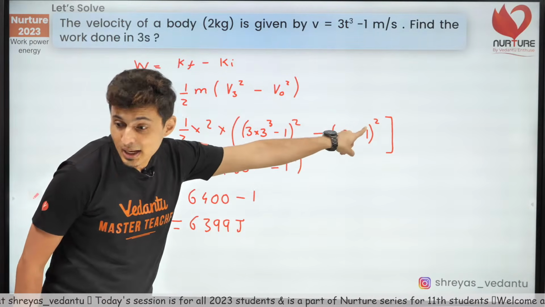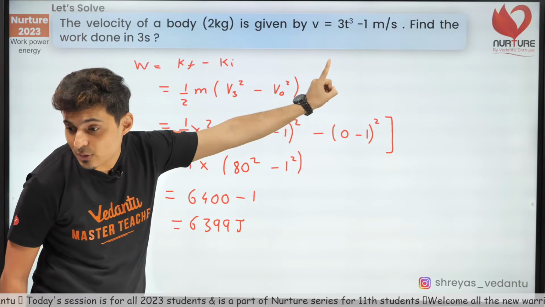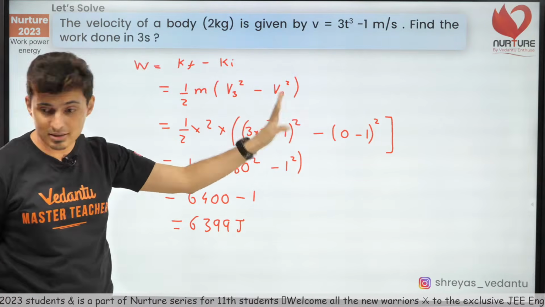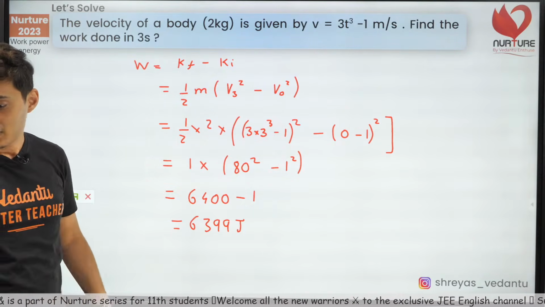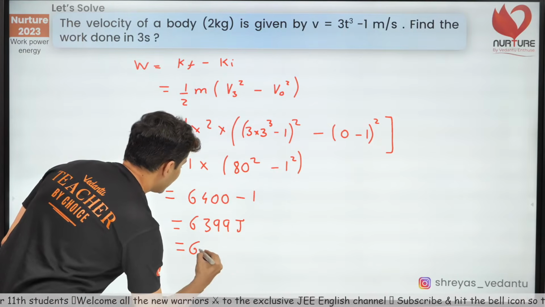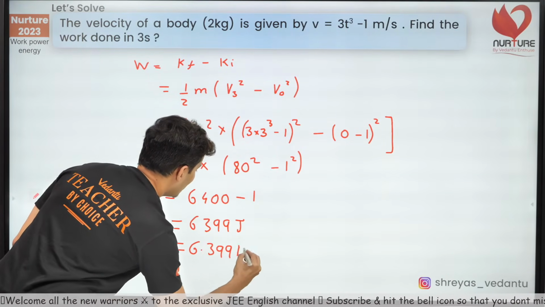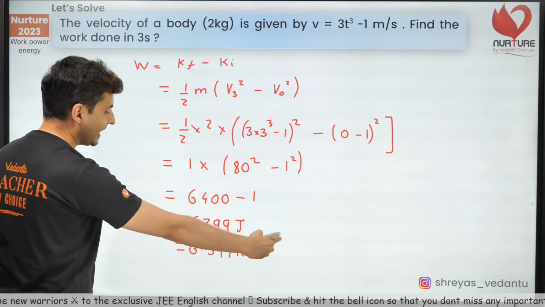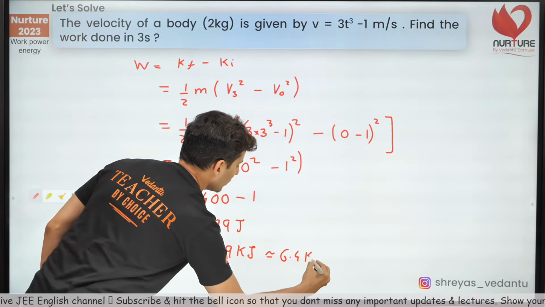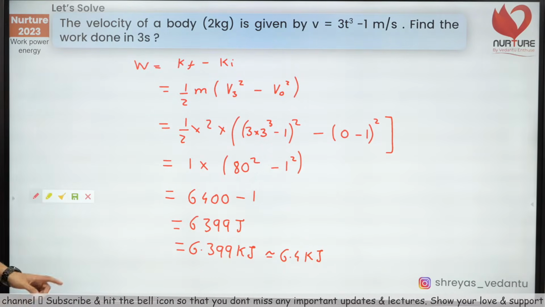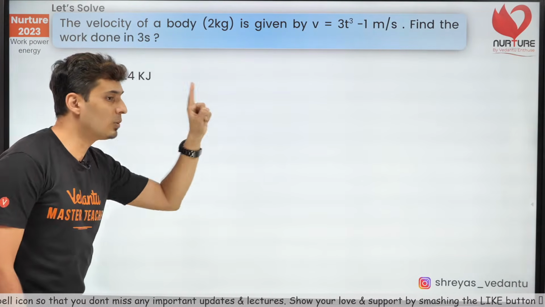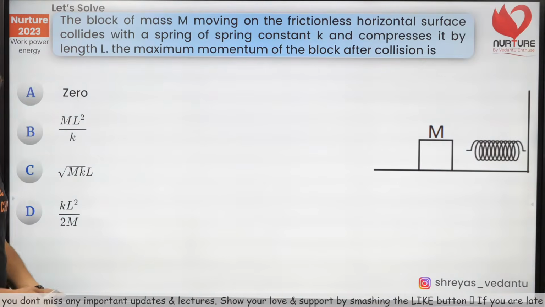It is minus 1 square. Be careful, Gauri Shankar. Minus 1 square is 1. Be careful. So it is minus 1 only. Okay, understood? Yep, very good. So it is not 6.3 kilojoules. If you want to write it, it will be 6.399 kilojoules, which is approximately 6.4 kilojoules. Be careful. Everybody got it? So this is an approximate answer. Exact answer will be 6.399. Let's move on to the next question.